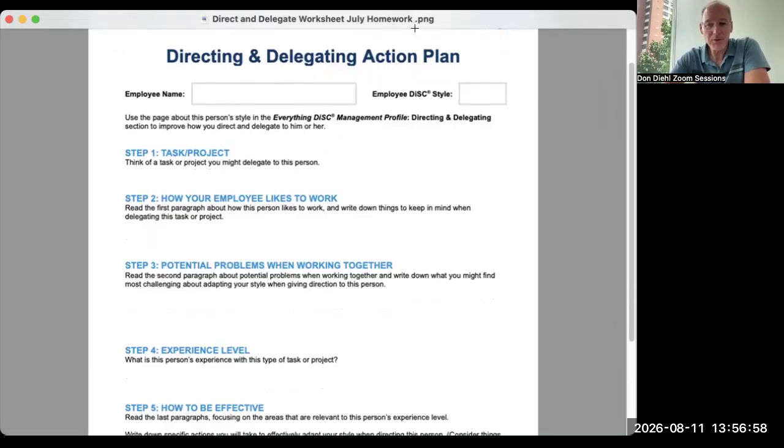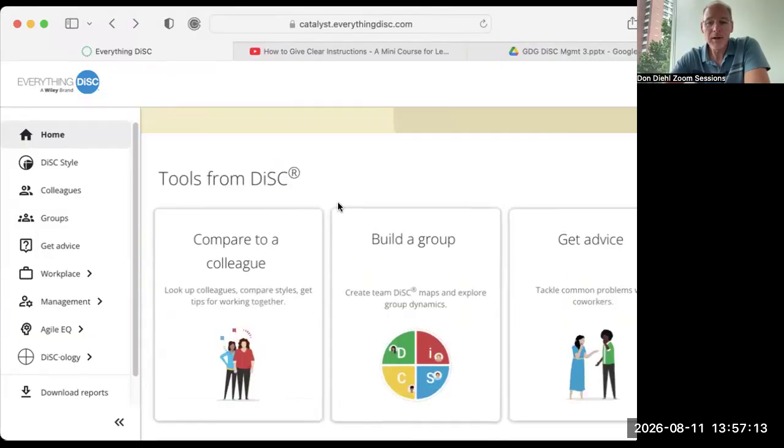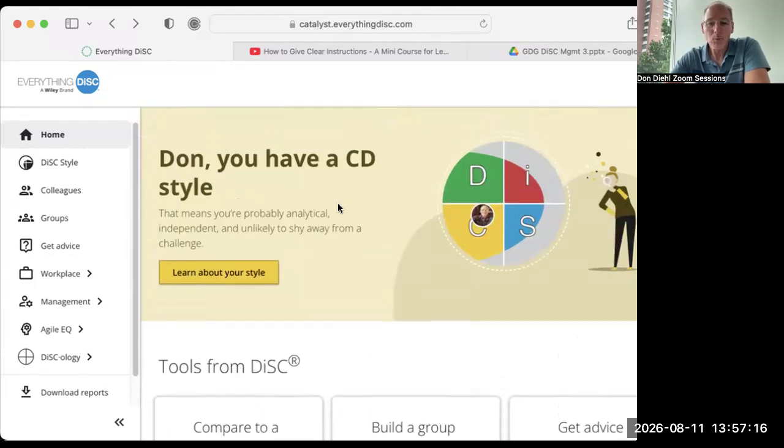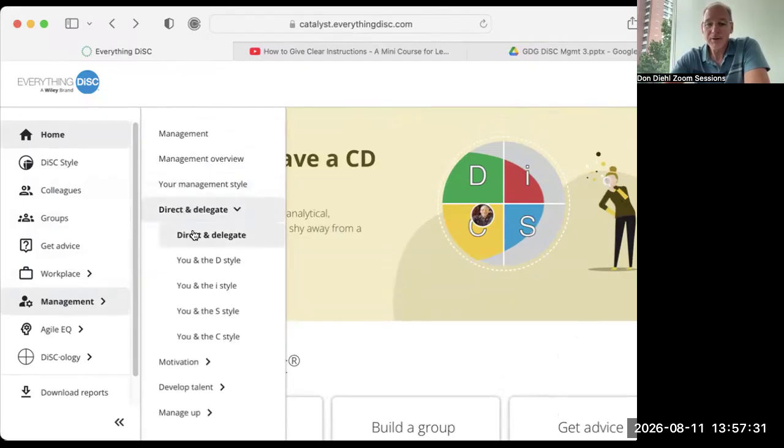If I stop sharing this screen, I'm going to go to another one that will introduce that again for you. If I go to the Everything DISC slide right there, you can see, as I move it around a little bit, where you can learn about management by going here on the left-hand side and clicking the management tool. Then you can go into your management style, if you want to remind yourself of those, directing and delegating. Here you can see how you would compare with the I style, the D style, the S, and the C. That's a very interesting comparison.